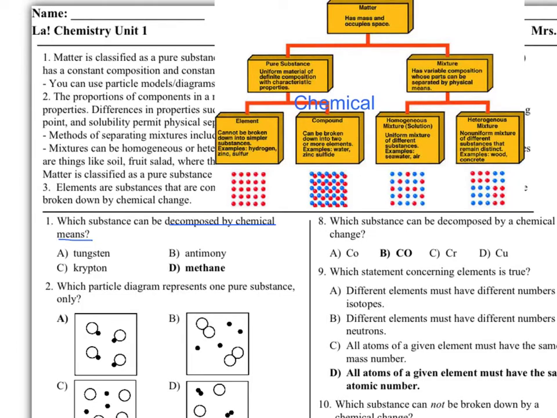a bond is broken. So we can see here in the element section there are no bonds, so these cannot be separated in any way. In the compound section, there's bonds, in this case between the red and blue particle. So in order to separate the red and blue particles, a bond is broken by chemical means. And then here we can see mixtures, because the different components of a mixture are not bonded, they can be physically separated. So here, by chemical means, that should remind us that we are looking for an element.